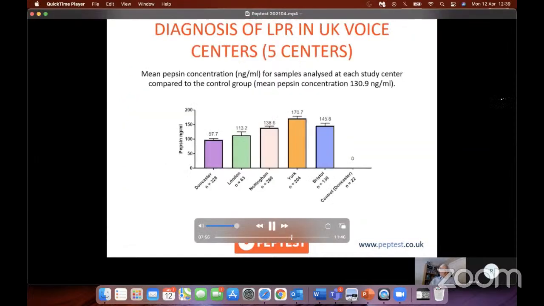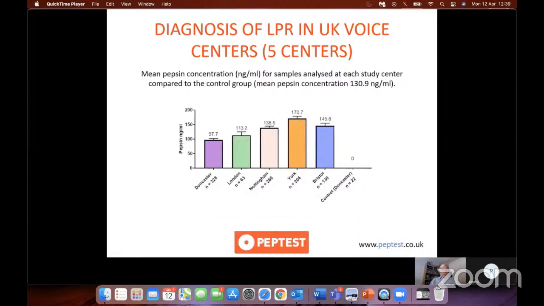Now, it's not time to go into detail on the clinical samples. There is a publication, which was published around 6 months ago now, which gives all the detail of the results generated from this study. This is a summary slide showing the 5 centres, which were Doncaster, London, Nottingham, York and Bristol, and the concentration of pepsin present in each of those study centres. The mean pepsin concentration found was roughly 131 nanograms per mil. That's taken across all the 5 centres.